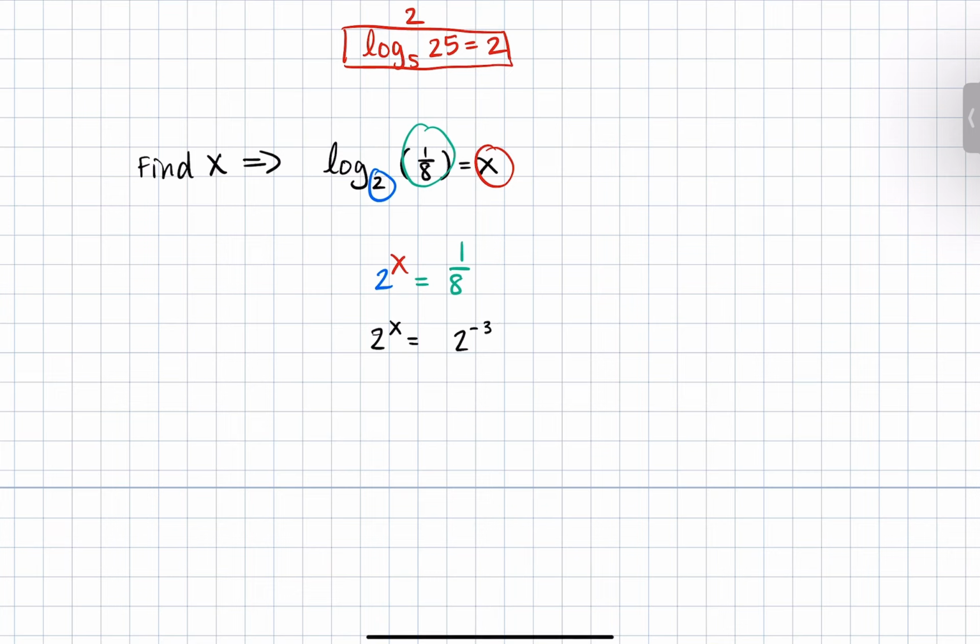And now that we have common bases, when you have common bases, you set exponents equal to each other. Common base, exponents are equal. So that means if we have x here, this is our exponent, it's going to equal this exponent. So x equals negative 3. That's our final answer.